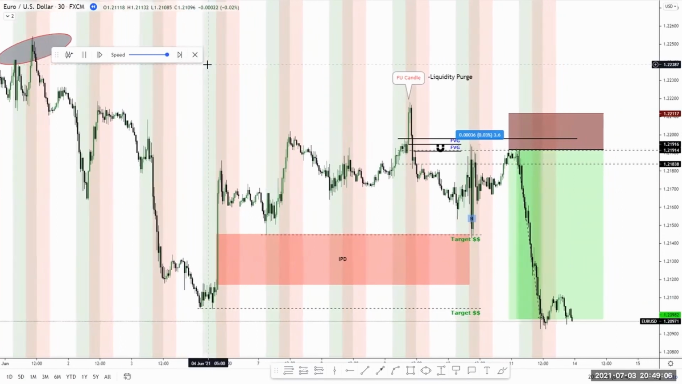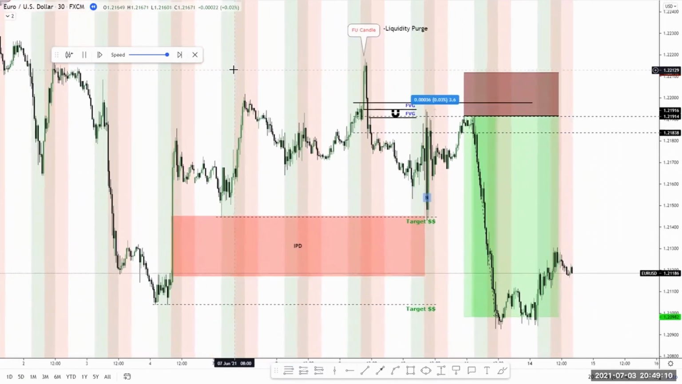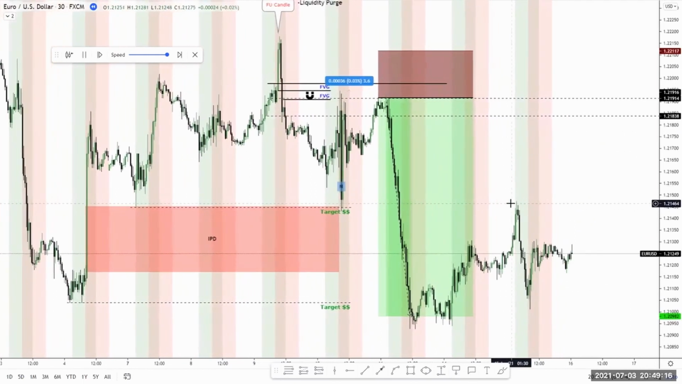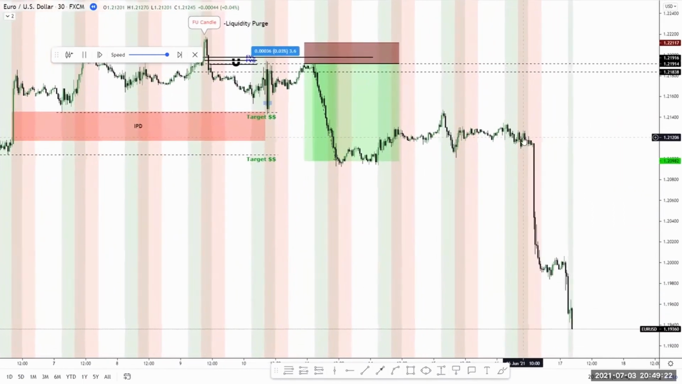Now we can go ahead and speed this up since the trade played out. There's our retest. London session creates the high of the day here and melts.